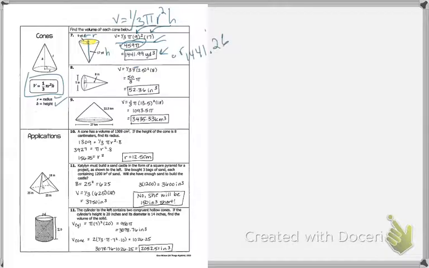1441.26. It did not differ a whole lot. I'm going to be very lenient with these that deal with pi. Not too lenient. You can't give me like 1300 compared to that one. But I will be lenient enough.